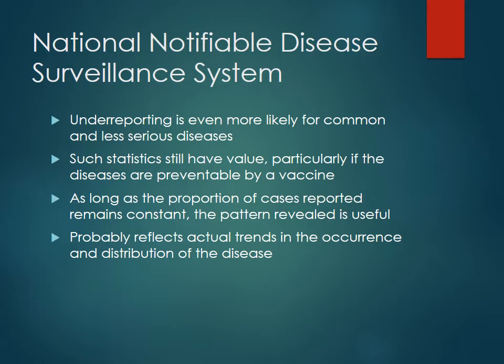So, as long as the proportion of cases that are being reported remains somewhat constant, the pattern revealed is usually going to be pretty useful. We know there's going to be some under-reporting going on, but as long as you can keep the reporting that is happening pretty constant, you can look for trends, you can look for changes that are occurring over time. And most often they're going to reflect the actual trends that are occurring with the distribution of the disease in question.